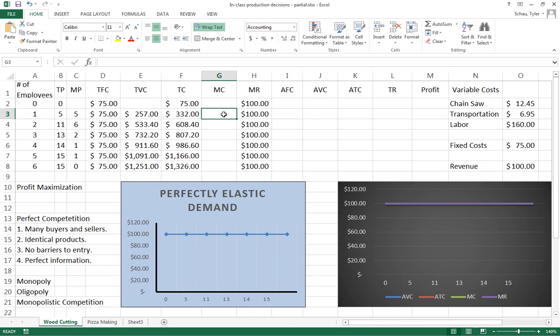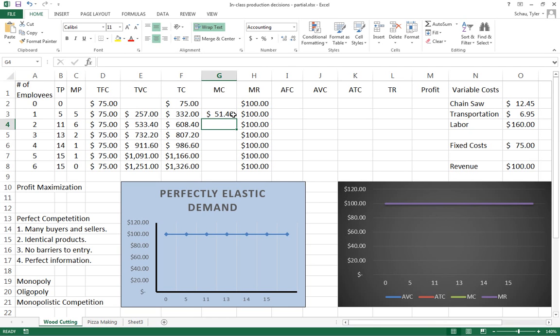Okay, since the calculation is change in total cost, I'm at $332 in total cost now. When I had 0 employees hired, I had $75 in total cost. And then divide that by the amount of output. So the change in output, I'm producing 5 units or cords of firewood now, whereas before when I had no one hired, I produced 0 cords of firewood. That's saying $51.40 is my marginal cost.